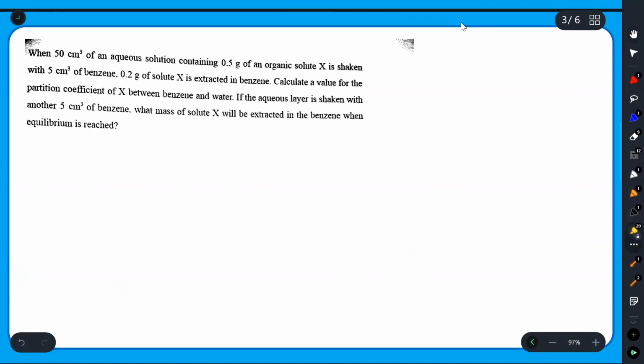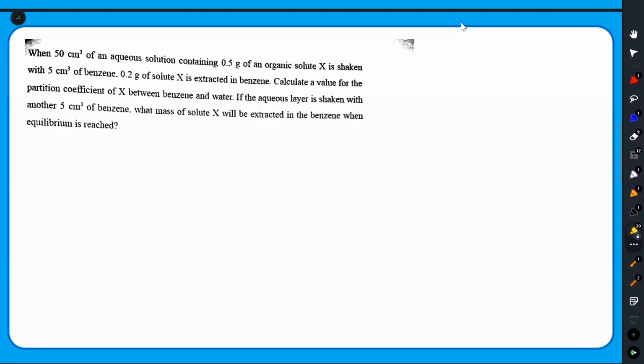So when 50 centimeter cube of an aqueous solution containing 0.5 grams of an organic solute X is shaken with 5 centimeter cube of benzene, 0.2 grams of the solute X was extracted into benzene, and they wanted to calculate the value of the partition coefficient of X between benzene and water. Then they said if the aqueous solution is shaken with another 5 centimeter cube of benzene, what mass of solute X will be extracted in the benzene when equilibrium is reached?